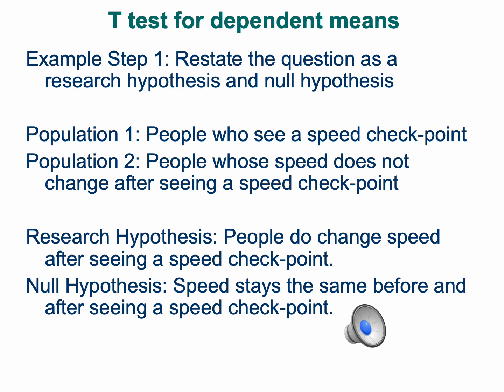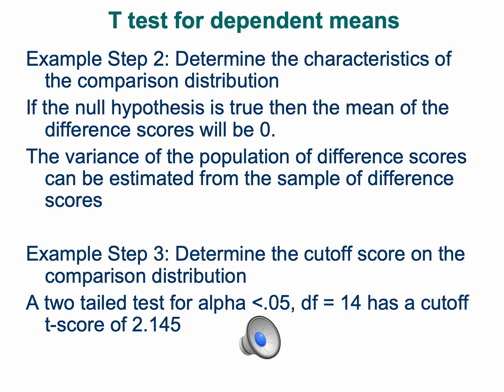Now we're going to go test these hypotheses like we usually do and find out if the research hypothesis could not have occurred by chance. Here we have steps 2 and 3. Okay, for step 2 of hypothesis testing, determine the characteristics of the comparison distribution. Well, if the null hypothesis is true, then the mean of the difference scores will be 0. They'll all cancel each other out. So there will be no change from variable 1 to variable 2.